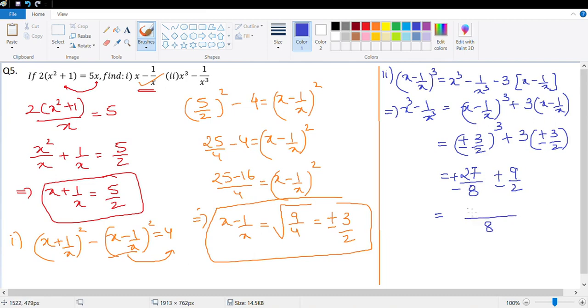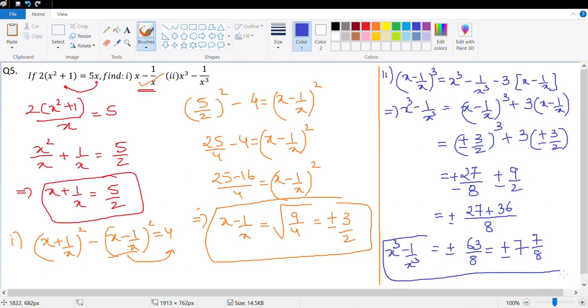When I take the LCM, what I get is 8. This is 27 plus 9 into 4, that's 36. And this is plus minus 63 upon 8. If you want full marks, you would write this as plus minus 63 upon 8, 8 into 7 is 56. That's plus minus 7 upon 8. That's the value of x cube minus 1 upon x cube. Right, that's the correct answer.